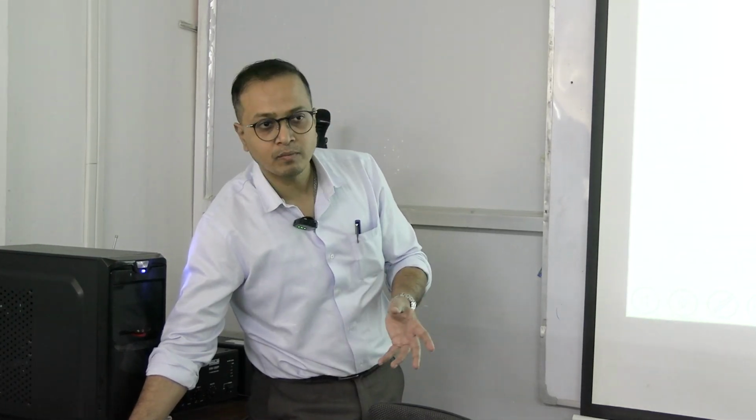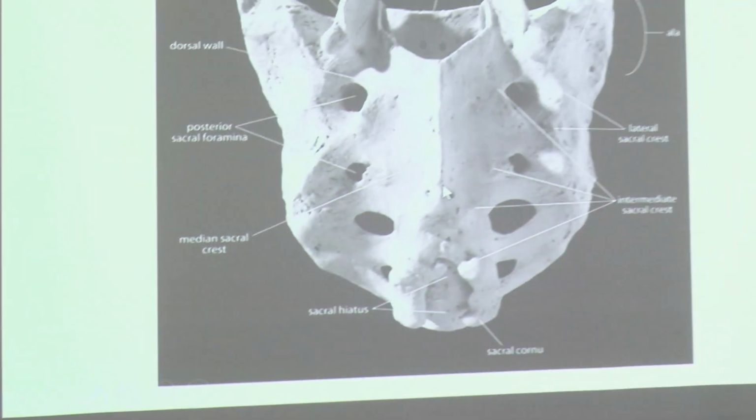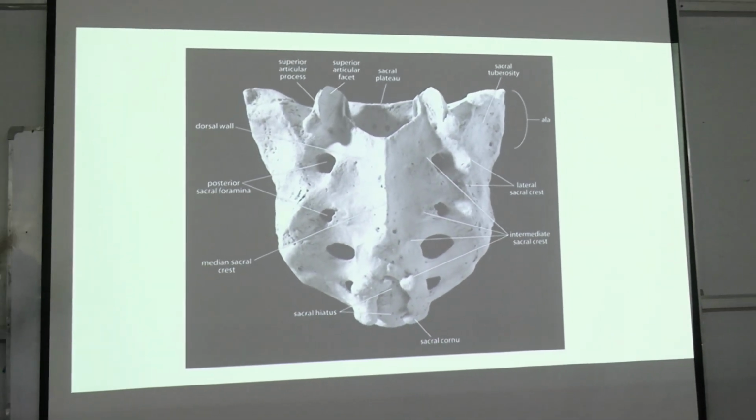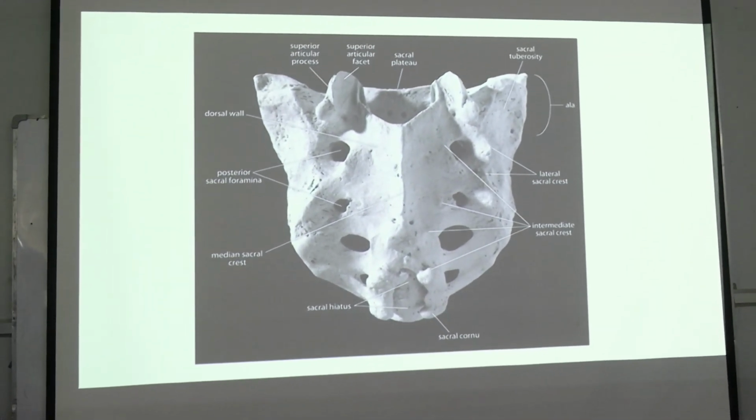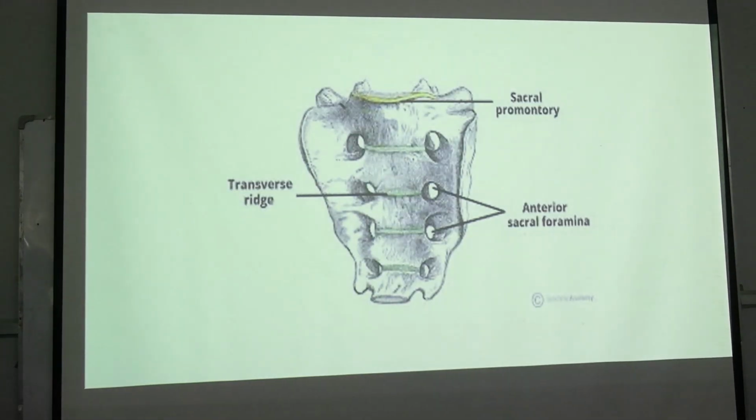canal, hiatus. This one, foramina. What foramina? Sacral foramina. Which sacral foramina? Posterior. If you have posterior, anterior will be there. The anterior will be on the anterior side. Clear? Alright, again go to the bones.